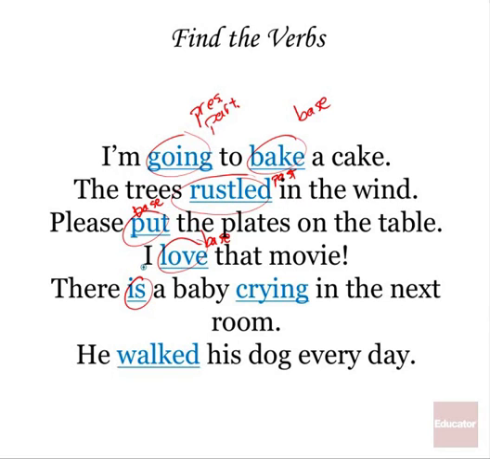There is, to be is an irregular verb, but we'll say base form for this purpose. A baby crying, present participle, in the next room. And he walked his dog, past participle, every day.